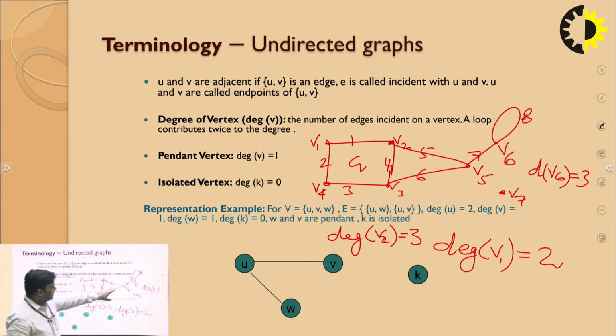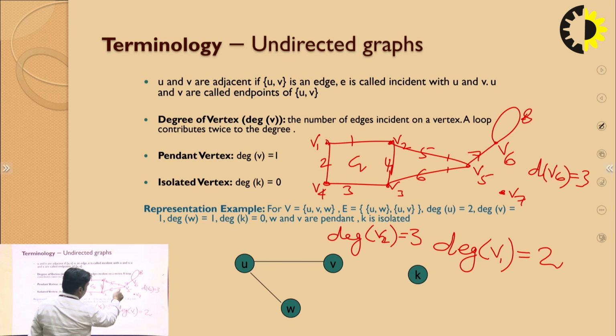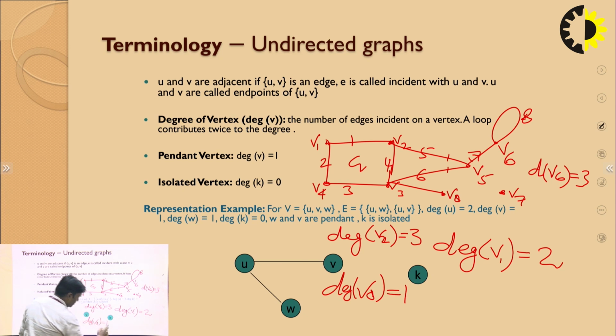If we find the degree of V5, it is 1, 2 and 3, same as degree of V3 is 3, degree of V4 is 2. Next, pendant vertex. If degree of any vertex is 1, then the vertex is called pendant vertex. Here V8 has degree 1, then V8 is called pendant vertex.